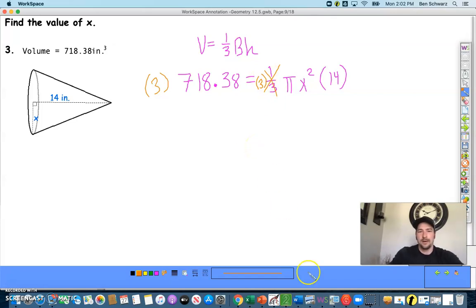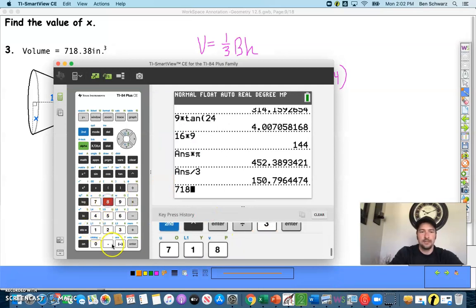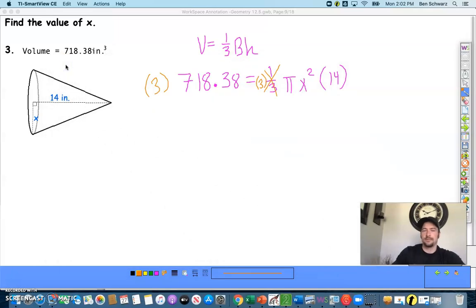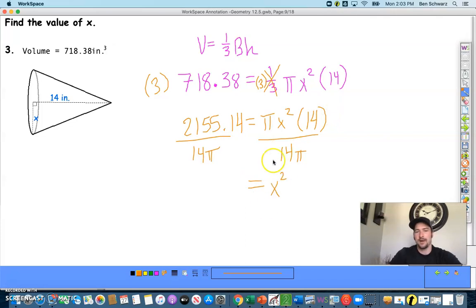And then if we go to our calculator and do our 718.38 times 3, 2155.14. So that equals pi times x squared times 14. Okay, now what we use is divide both sides by 14 pi. So if we divided that side by 14 pi, pi's would cancel, 14's would cancel. We'd be left with x squared.